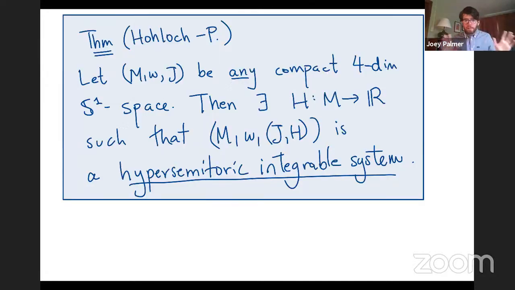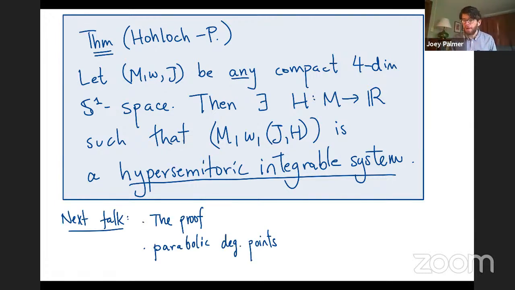This is my theorem that will appear tomorrow morning: if you start with any compact four-dimensional S1 space, then you can always find an additional function so that (M, ω, J, H) is a hypersemitoric integrable system. The proof and more information about parabolic points will be in my parallel session.